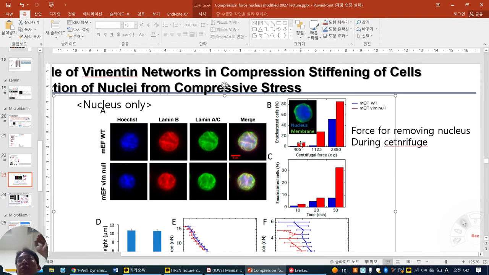Originally, the cell maintained its structure and the nucleus is there, but they remove the vimentin, and then they check how much force is needed to remove the nucleus. Here, using a small centrifuge, with this vimentin null, you can see more absence of the nucleus. But here, with high centrifugal force, most of the cells lose their nucleus. But normal cells, when they maintain the vimentin, they resist it. So they can confirm that the role of the vimentin is to protect the nucleus under this high compression, high external force system.